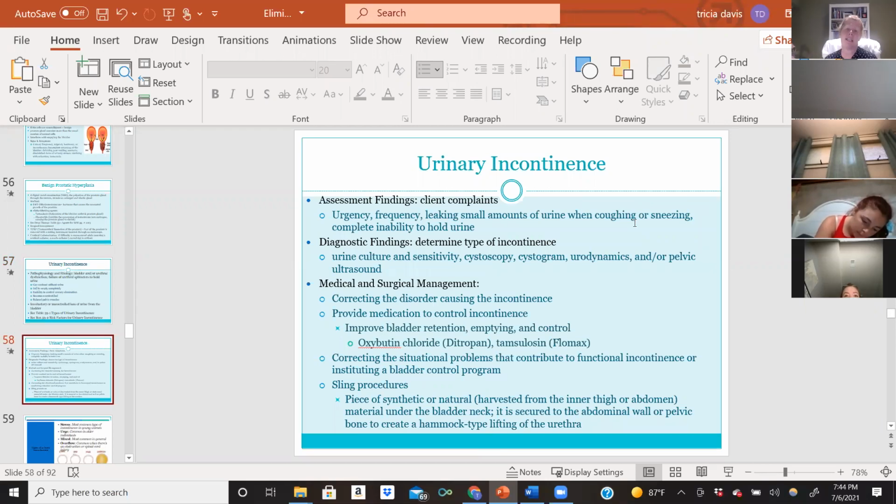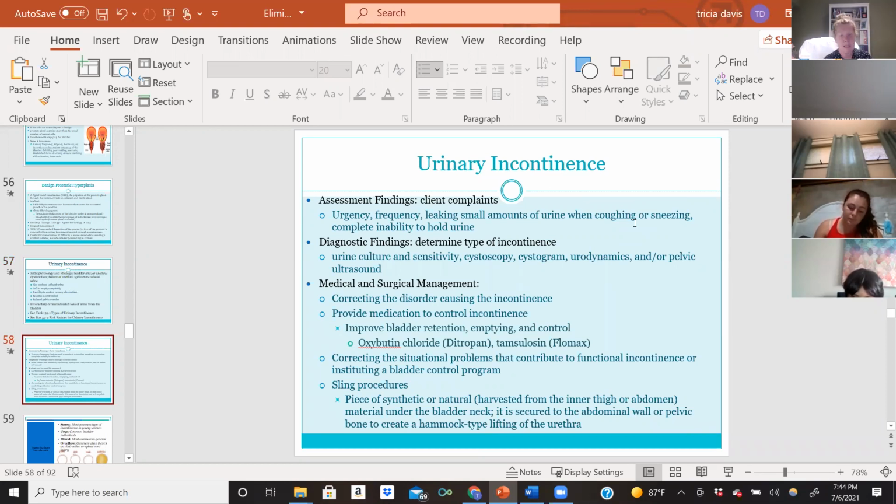So assessment findings, really what we go off for urinary incontinence is what we see or what the patient tells us. So if our patient is completely alert and oriented, they can tell us if they have issues. If they're not, then we would know when we go in to do our physical assessments or to check on the patients every couple hours, we would see that they have been incontinent of stool or urine.